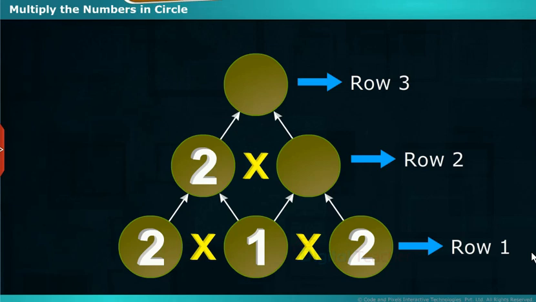In the same manner, 1 and 2 are multiplied and the answer 2 is to be written in the above circle followed by the arrow mark. Likewise, we have to multiply the numbers in the second row. Here we get the final result as 4. This is one of the alternate methods to multiply the numbers in the form of circles followed by arrow marks.